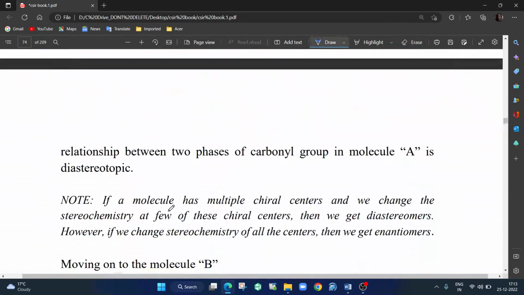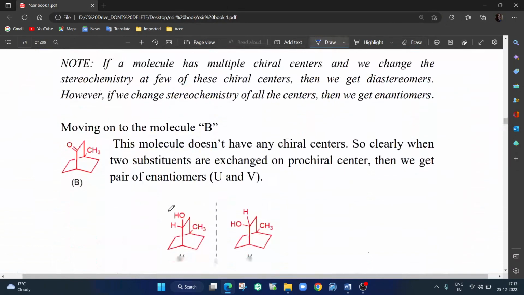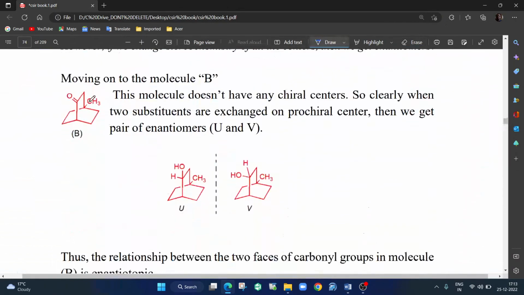Let us look at molecule B. Here you see this molecule actually is a meso compound. There is a mirror image here, though it looks like it is chiral, but it's not chiral. Wherever you go, you will come across the same face. So it is achiral. So if you change and you get H and OH and OH and H, you will get a pair of enantiomers. That means these two hydrogens are enantiotopic because no more chiral center is there. Only one new chiral center is being developed.